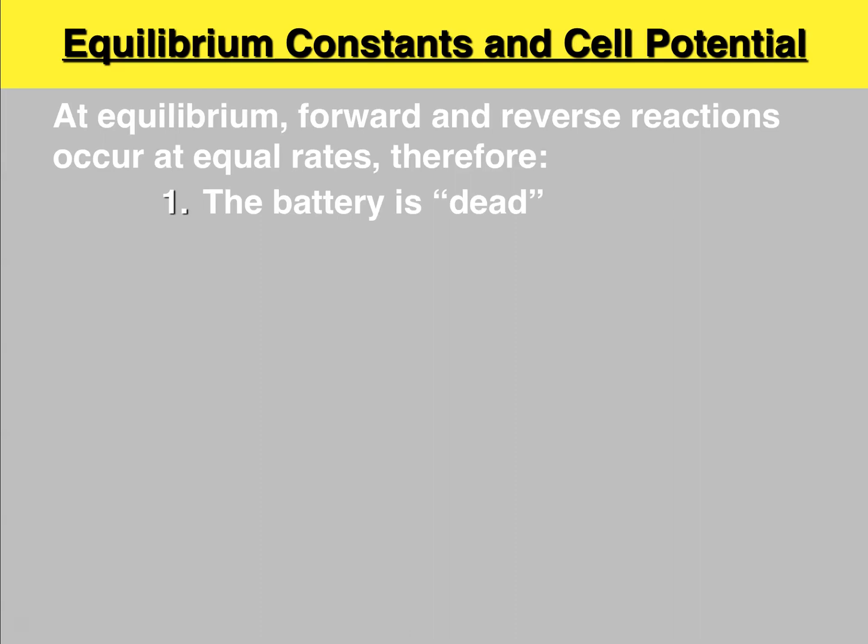Electrolytic cells is a rechargeable battery. You're using an outside source, when you plug it into the wall, to force the reaction in reverse. The cell potential, or E, is 0 volts because nothing's moving anymore. There's nothing to measure.